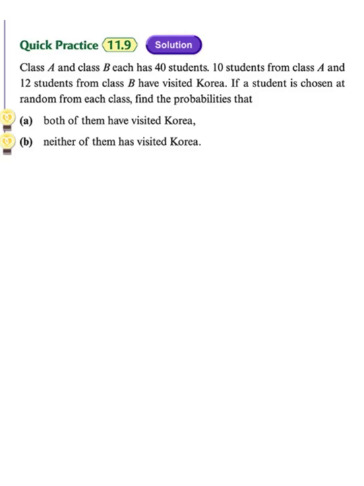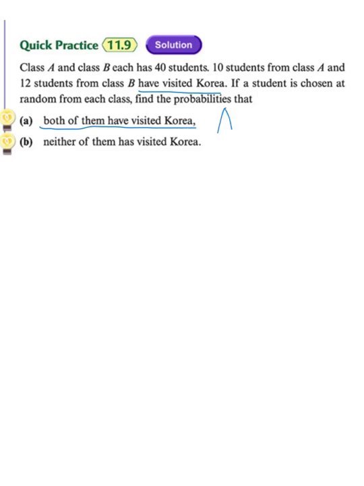Okay, QP 11.9. There are two classes, A and B. Each has 40 students. 10 students from class A and 12 students from class B have visited Korea. I think nowadays most of you have visited Korea. If a student is chosen at random from each class, find the probability that both of them have visited Korea.